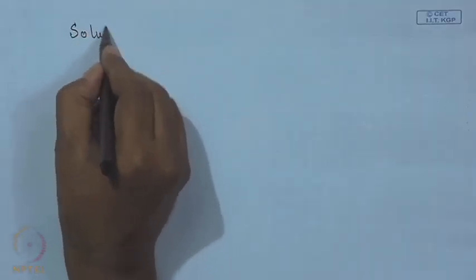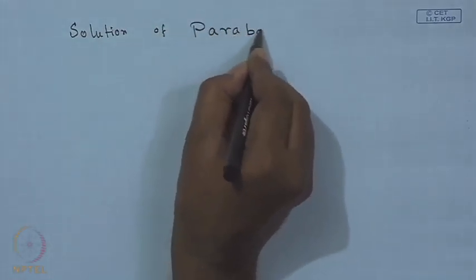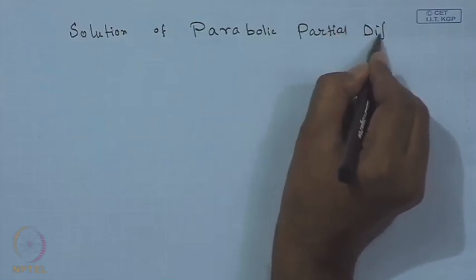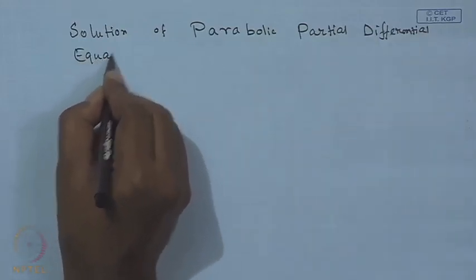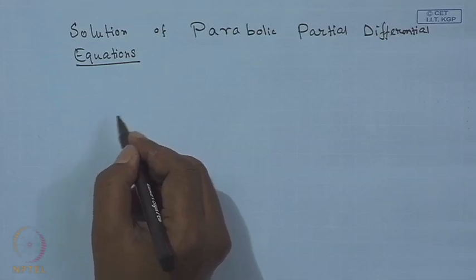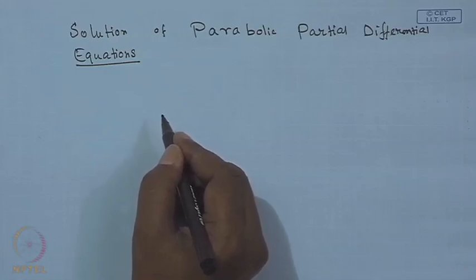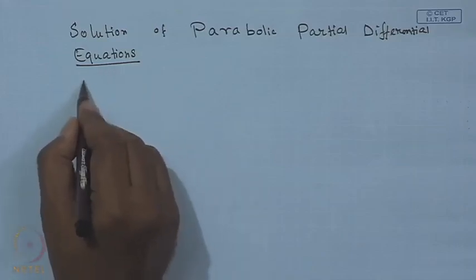So, for the time being, we will be looking into the basic problems only: the solution of parabolic partial differential equations, the solution of the basic problem, then the solution of an ill posed problem, and then we will construct the complete solution by taking up one actual example of an actual problem. So, we will be looking into the basic problem.